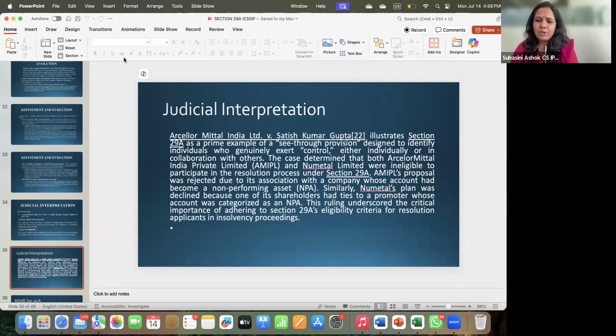In this case, New Metal had a shareholder who was related to a promoter whose account was categorized as NPA. And ArcelorMittal had an association with one more company, which was declared as NPA. However, while submitting the resolution plan, in case the company repays the entire debt and comes out of the NPA, then they are eligible to submit the resolution plan.